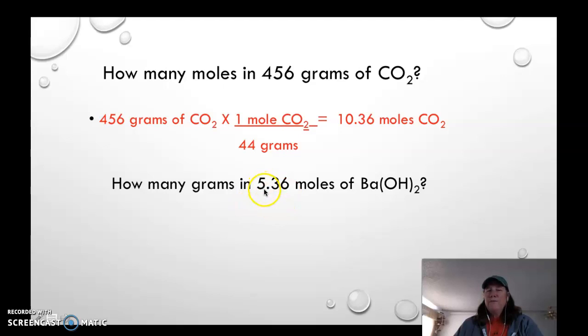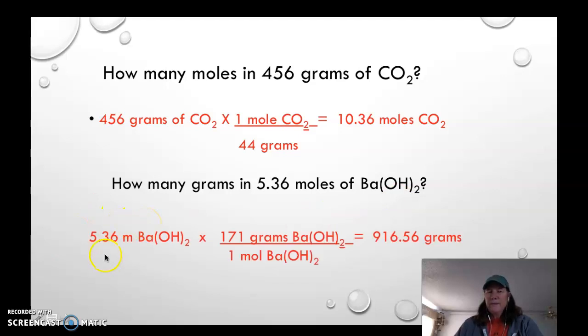How many grams are in 5.36 moles of barium hydroxide? Okay, so now you write down your moles, 5.36. Now I'm going to have moles on the bottom, so I'm going to put 1 mole, and if I take 1 barium and 2 oxygen and 2 hydrogen and add it together, I get 171. That's the mass of this. So I take this times this, okay?